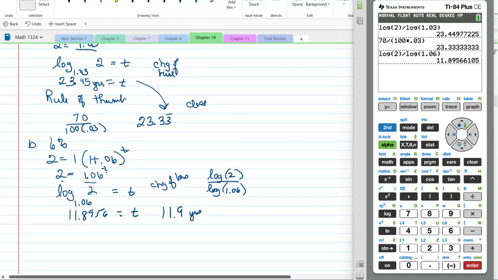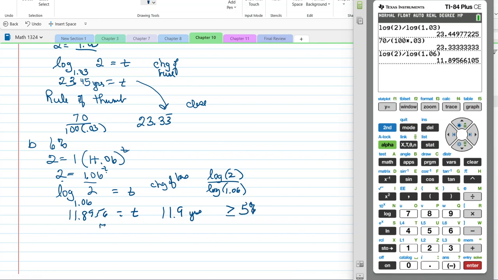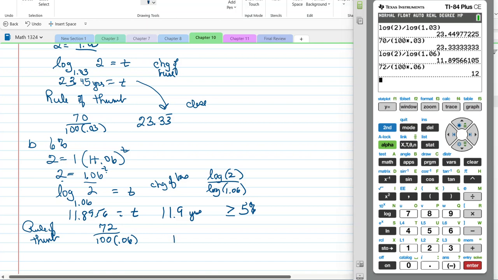Now we're going to use our rule of thumb. This one is greater than or equal to 5%, therefore we're going to use the 72 rule of thumb, 72 over 100 times 0.06. In our calculator, we put 72 divided by, open parenthesis, 100 times 0.06. And we get 12. Very close and pretty much accurate.